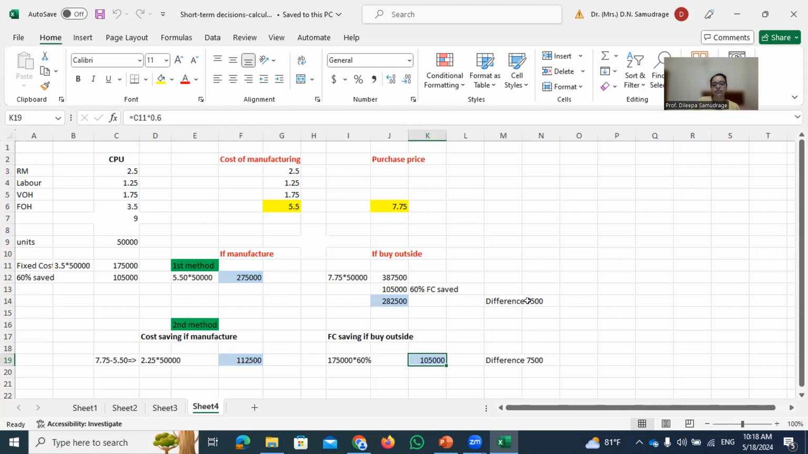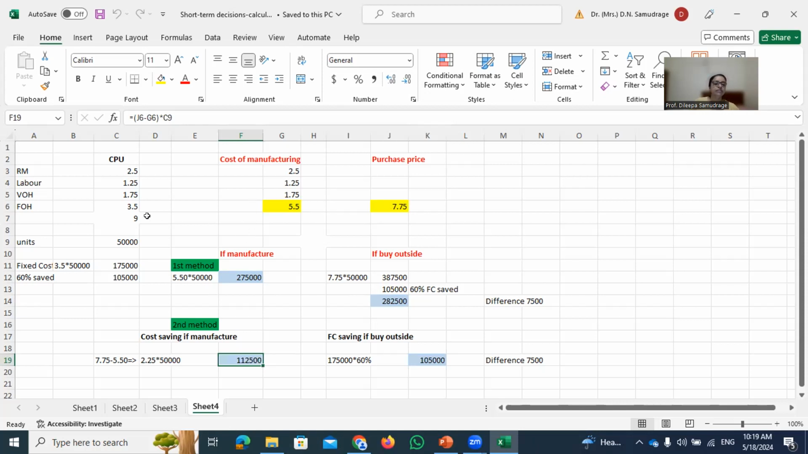Okay. So if you practice any method, there should be a difference of 7,500, right? Here the cost saving is high when you compare with this. Therefore we have to manufacture it. In the first method, you only consider the manufacturing. This is less than this, right? And also you can go with the full costing method.